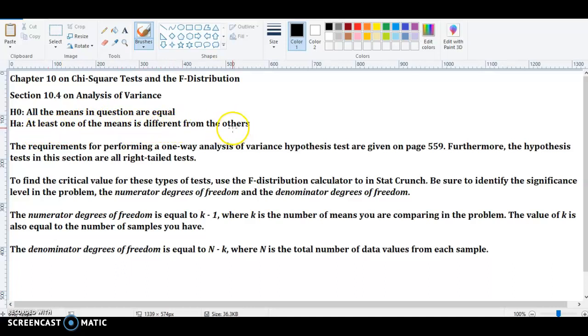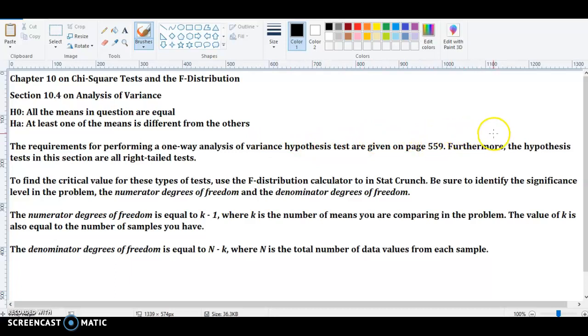There's actually more than one way that can happen. If you compare three means or four means or however many means you're comparing, there's more than one way where at least one of the means is different from the others. So usually in the alternative hypothesis, we make a general statement such as this: at least one of the means is different from the others. The requirements for performing a one-way analysis of variance hypothesis test are given on page 559.